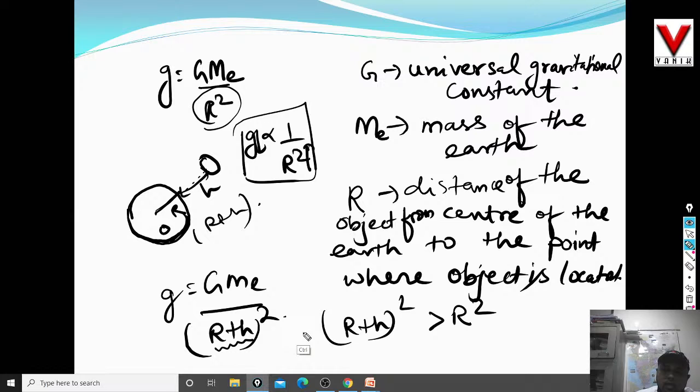So what will happen to this g? Say this is g and this is my g dash. Now this denominator part has increased, so my g dash will decrease. So I can say that g dash will be less than g. So what is happening with increase in height? What is happening to acceleration due to gravity? It decreases.